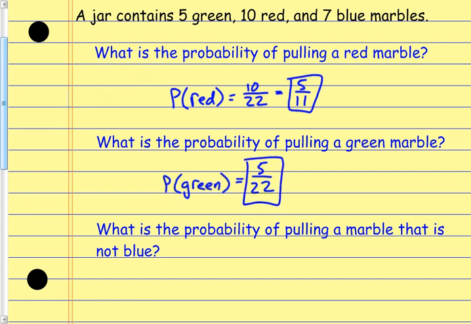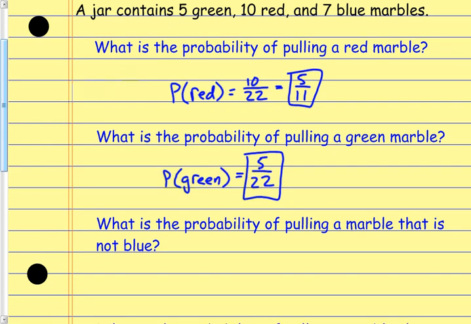Okay. The next one, the probability of pulling a marble that is not blue. So this time I want the probability that it's not blue. And there's a couple ways we can approach this. If I think about not blue, well, not blue means it's one of the other colors, so the red or the green. And there's a total of 15 other marbles other than the blue one, so that's 15 out of the 22 total. And then I would reduce that fraction, which this one doesn't reduce, so it's 15 out of 22.